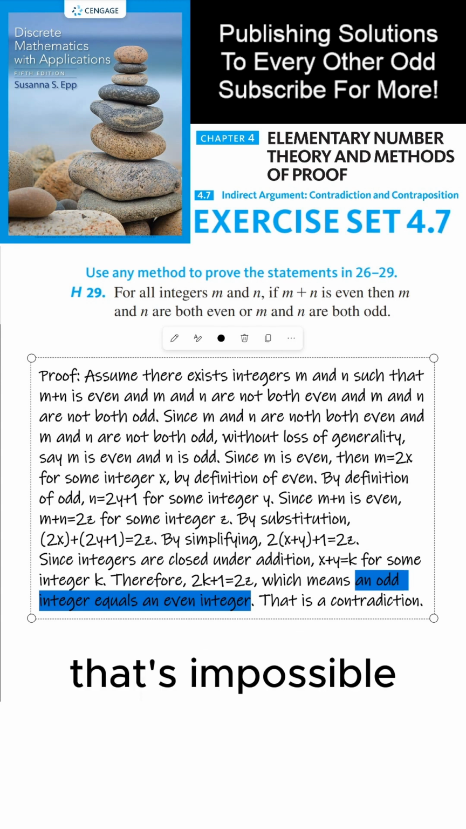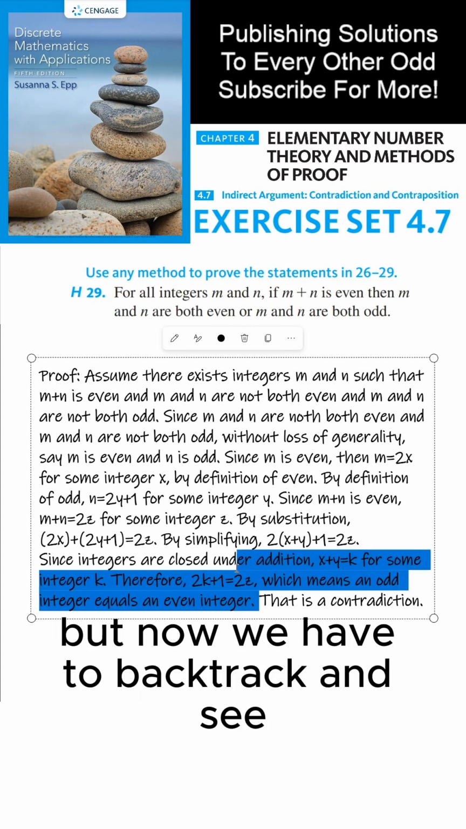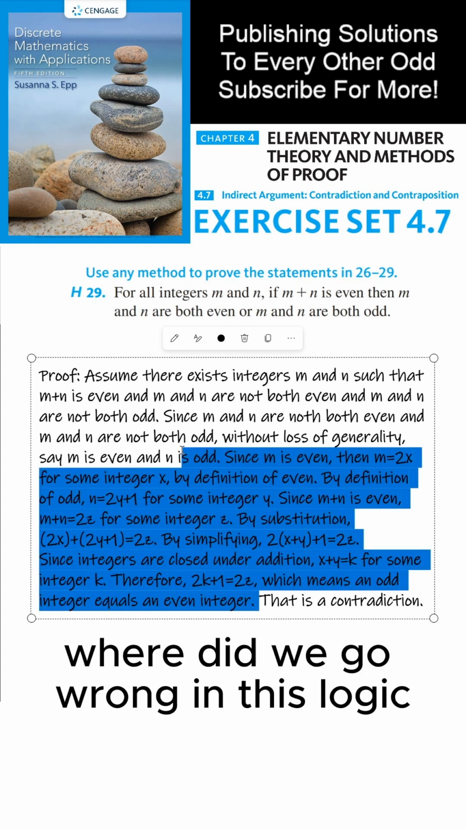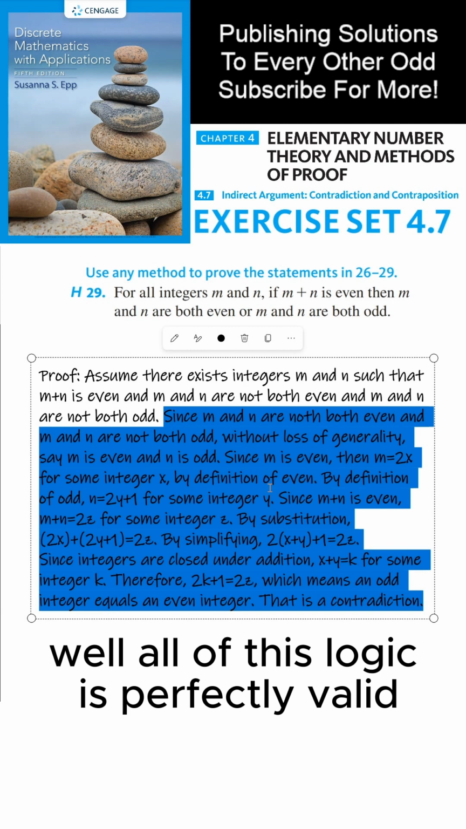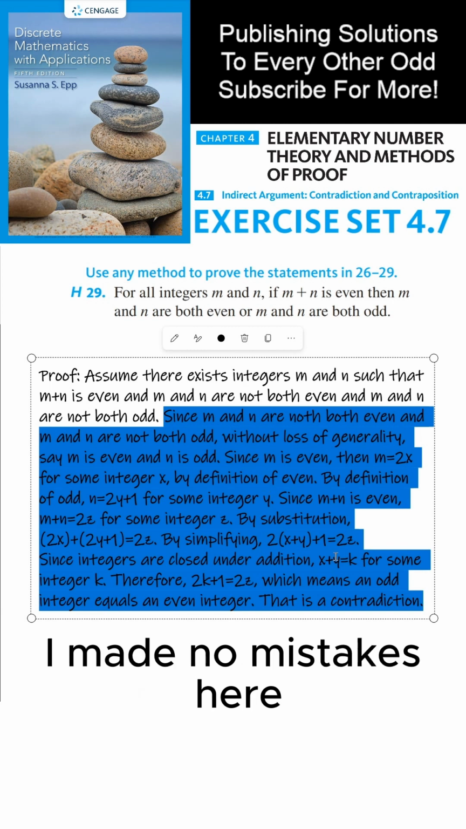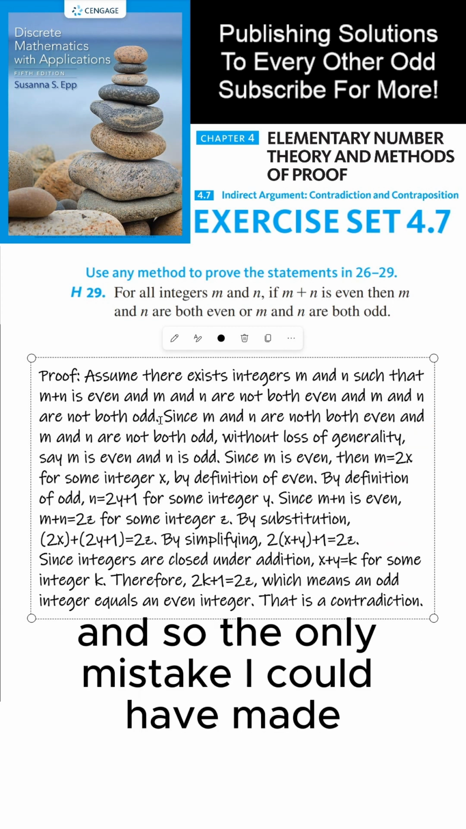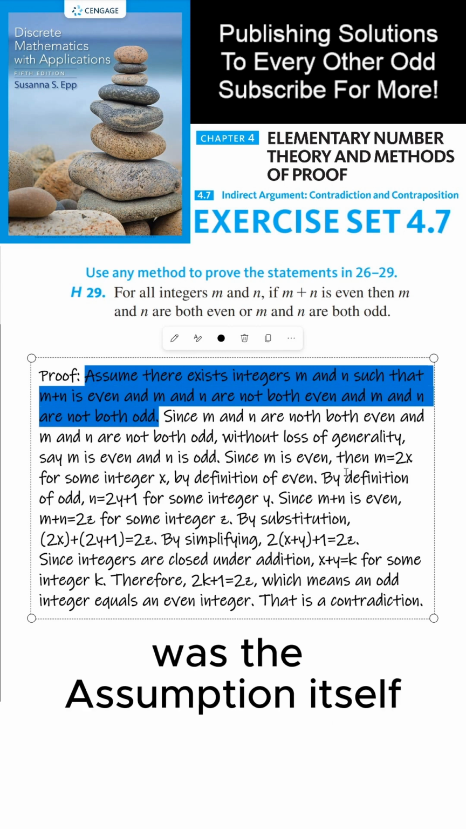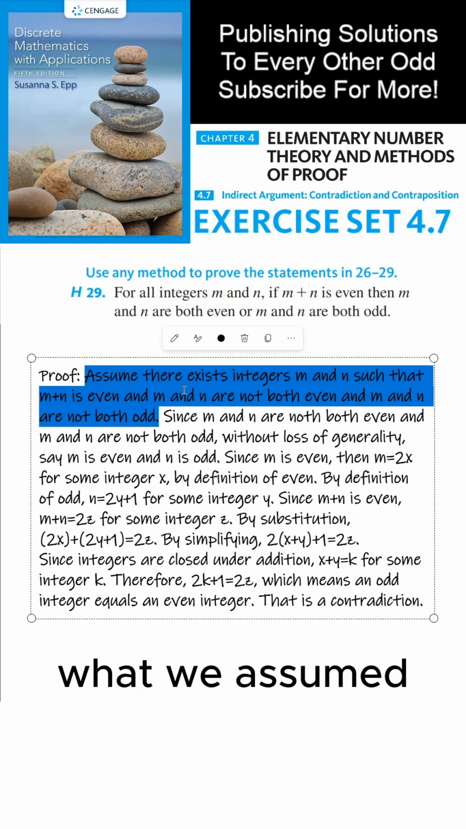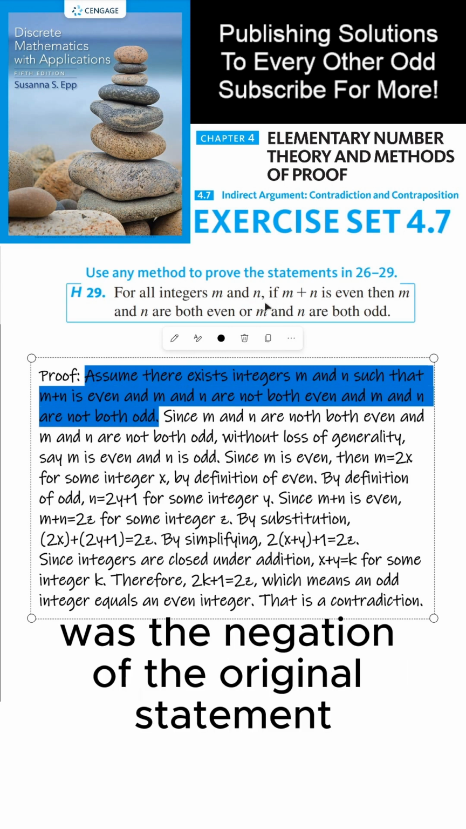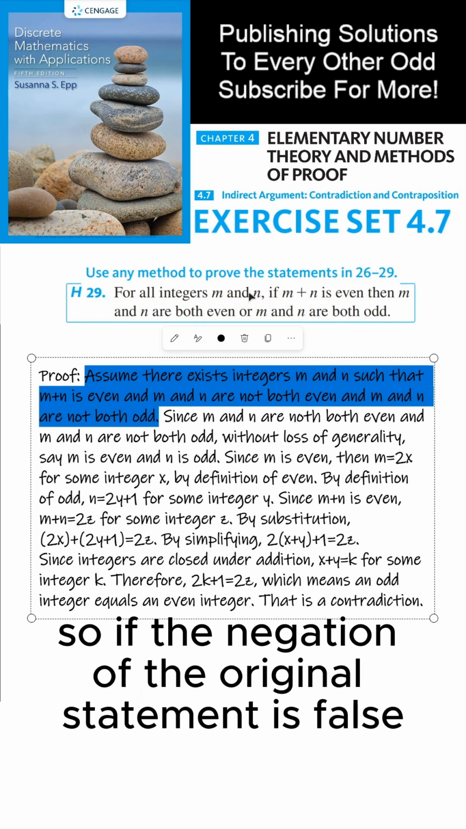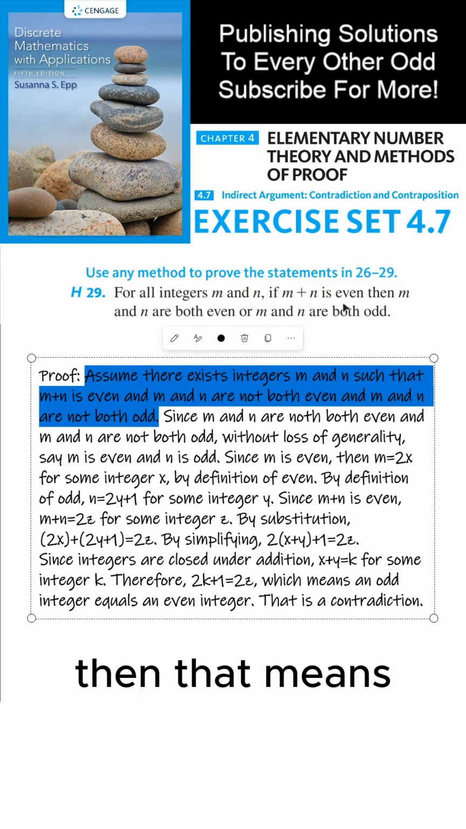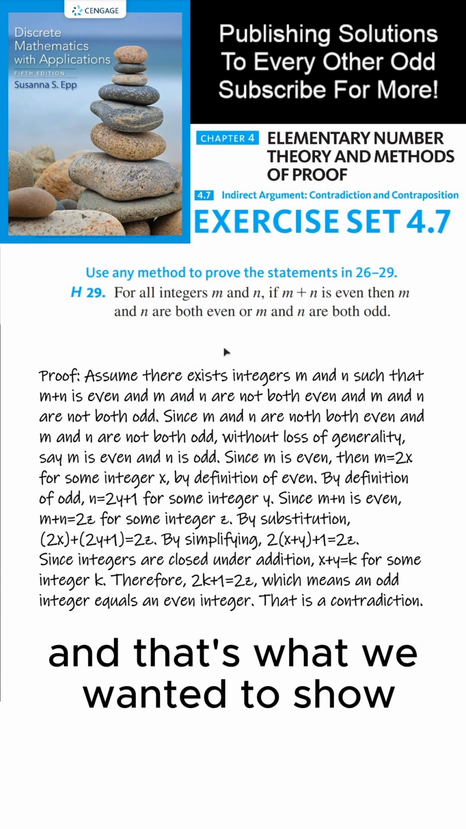That's impossible. But now we have to backtrack and see, where did we go wrong in this logic? Well, all of this logic is perfectly valid. I made no mistakes here. And so the only mistake I could have made was the assumption itself. What we assumed was the negation of the original statement. So if the negation of the original statement is false, then that means the original statement is true. And that's what we wanted to show.